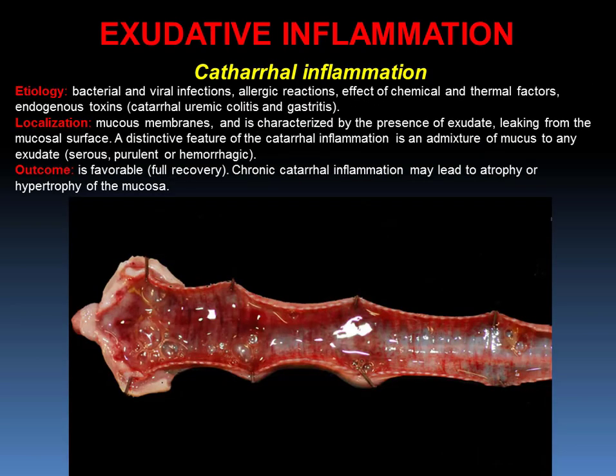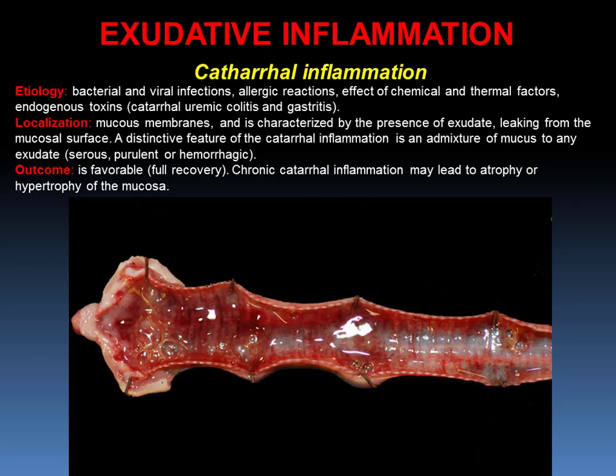Catarrhal inflammation can be caused by bacterial and viral infections, allergic reactions, effect of chemical and thermal factors, and toxins, for example, catarrhal uremic colitis and so on. Usually localized in mucous membranes and characterized by presence of exudate leaking from the mucosal surface. The main feature of catarrhal inflammation is that the predominant substance in exudate is mucus. It can be a mixture with other types of exudate like serous, purulent, or hemorrhagic.